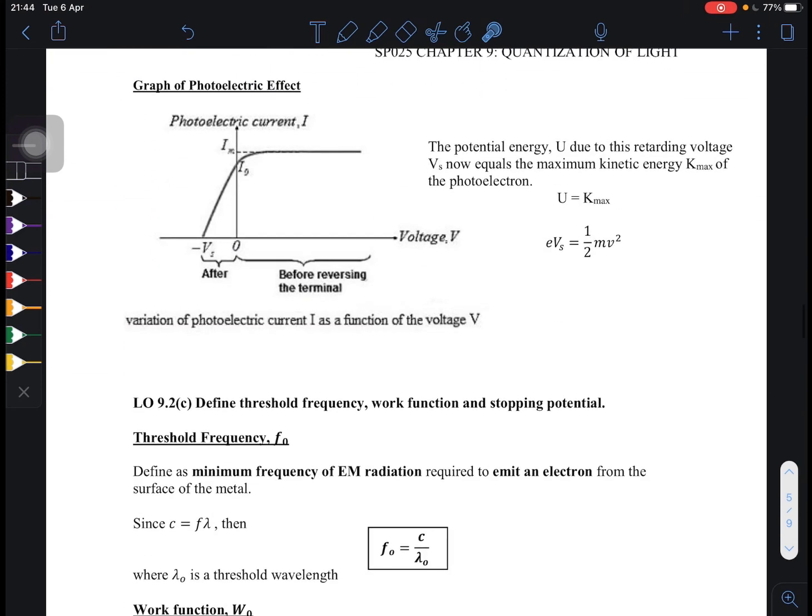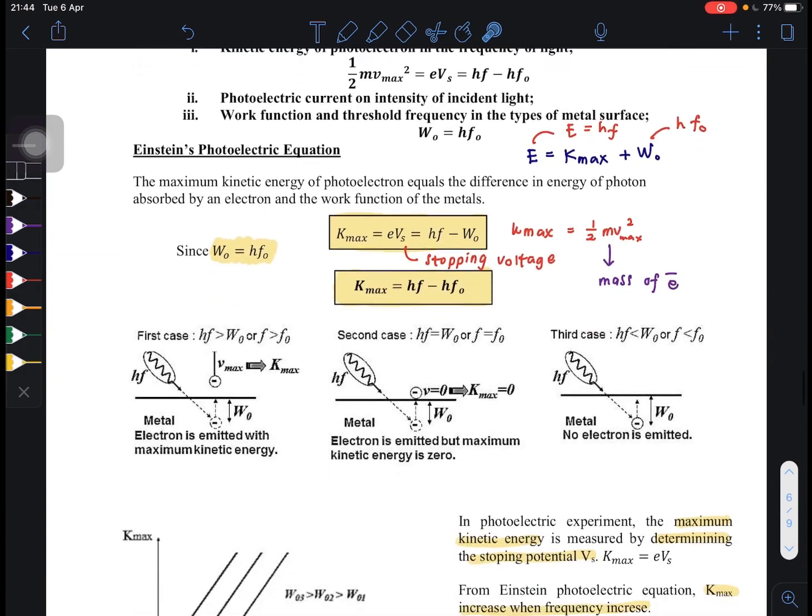And then we see here, this is the graph of the photoelectric effect, where before we reverse the terminal, the voltage will keep on increasing, but current akan sentiasa sama lah, but voltage keep on increasing. And then after reversing the terminal, voltage will decrease, and also current pun akan decrease, di mana kalau current decrease, maksudnya electron pun akan decrease. Okay, so that one.